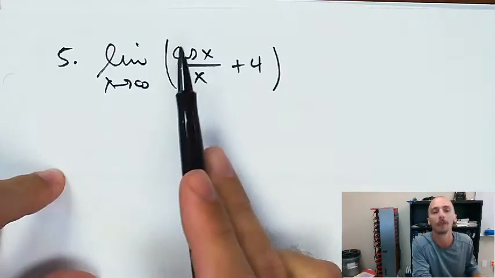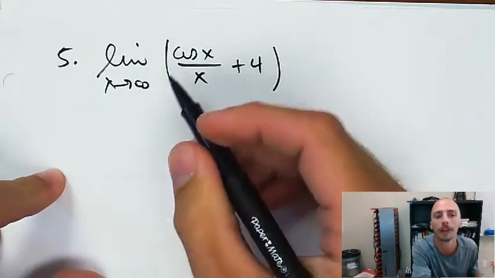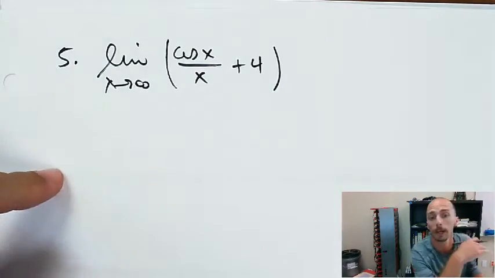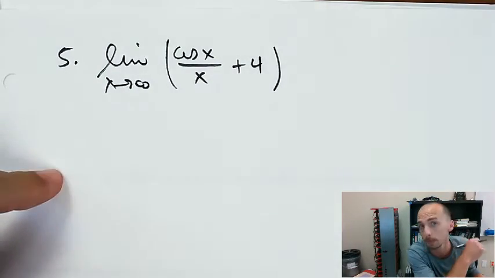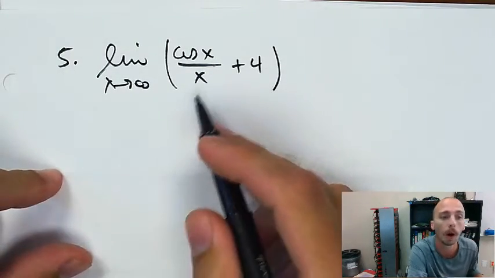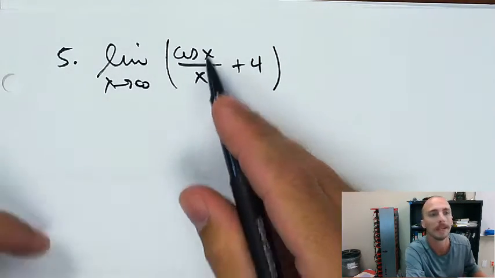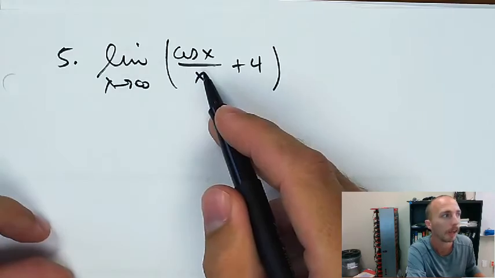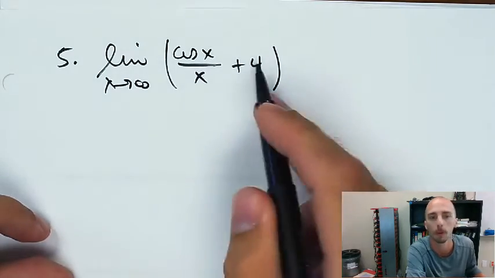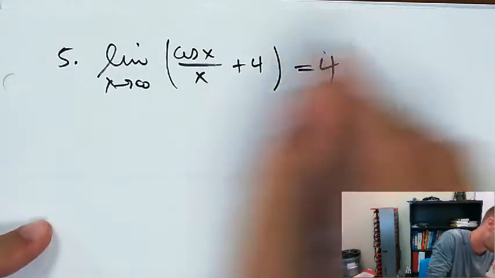We'll see. Okay, cosine x divided by x. Cosine x is oscillating, right? But it is bounded, and it's stuck between negative 1 and 1. Meanwhile, x is growing larger and larger, so we're dividing by more and more, meaning the fraction's going to 0, and so I'm getting closer and closer to 0 plus 4, which is 4.